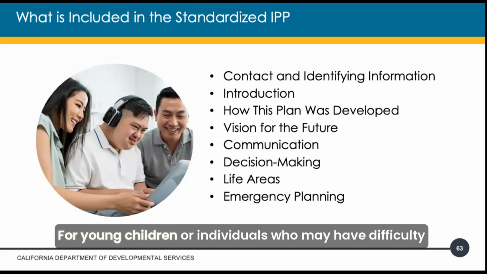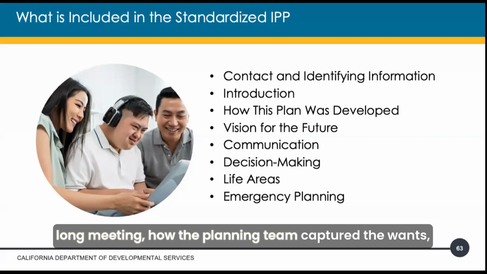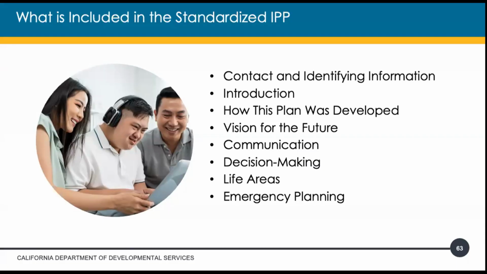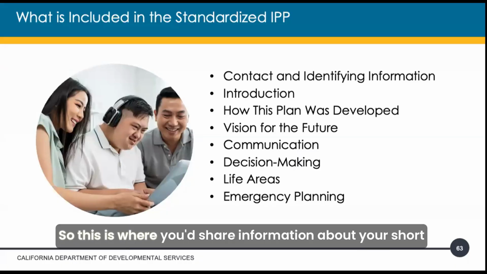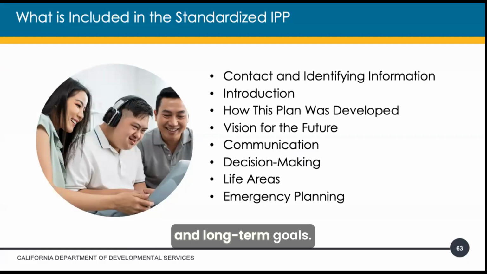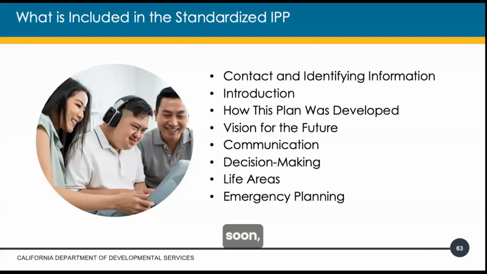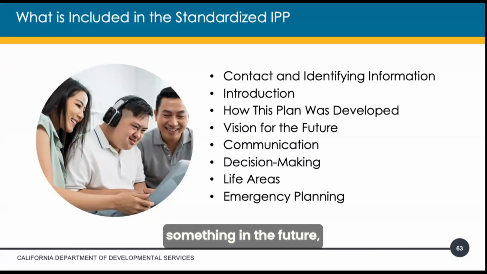You know, for young children or individuals who may have difficulty sitting through a long meeting, how the planning team captured the wants, needs, and preferences should be indicated here. A vision for the future identifies what short and long-term vision a person or family has. So this is where you'd share information about your short and long-term goals. Short-term meaning something that they want to happen soon, like in a year or less time, and long-term meaning something in the future, like 2 years or longer.